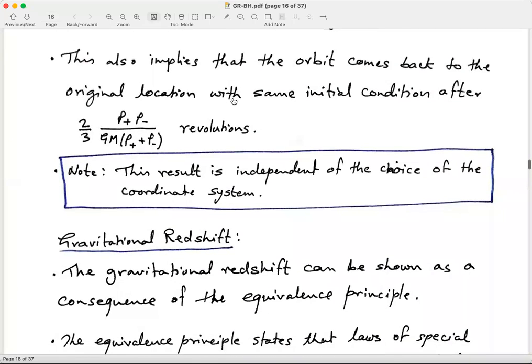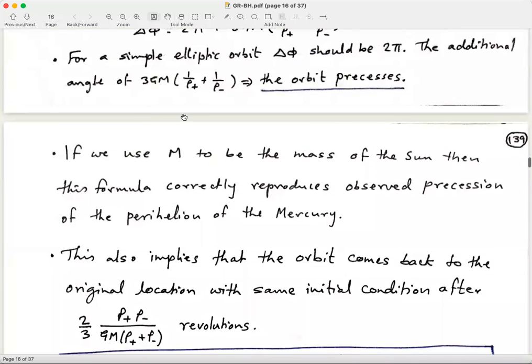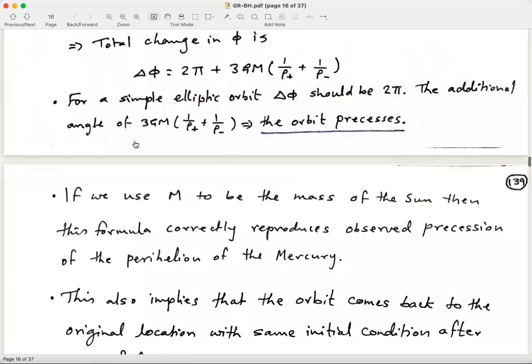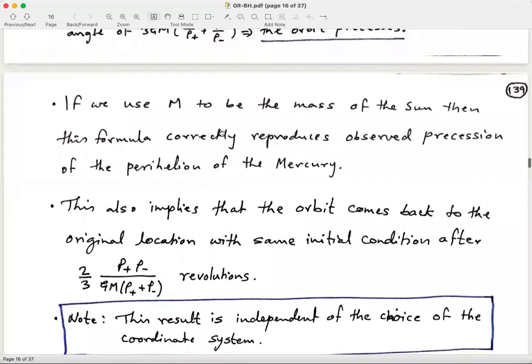There is a small comment: we have done this computation in one particular coordinate system, but this is a physical observable, so it shouldn't depend on any choice of coordinates, because anything which depends on the choice of coordinates is not a physical observable quantity. So it doesn't matter what coordinate system you use, you should get the answer for the precession of the orbit to be 3 GM times 1 over rho plus 1 over rho minus.